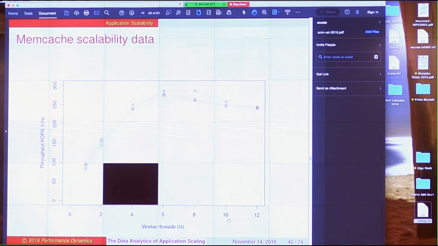What we're looking at here is the number of so-called worker threads in Memcache, ranging between 1 and 12 threads. You can see already just from the data, there's not much point in going higher than that because the thing peaks out around about half a dozen threads. If you add more threads, then the throughput starts to drop. That's shown on the y-axis in terms of thousands of operations per second.